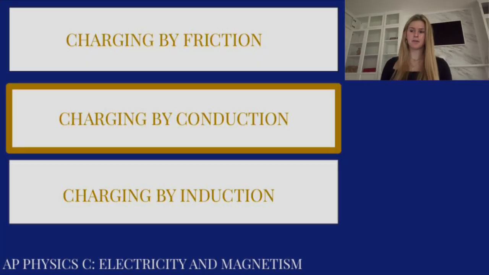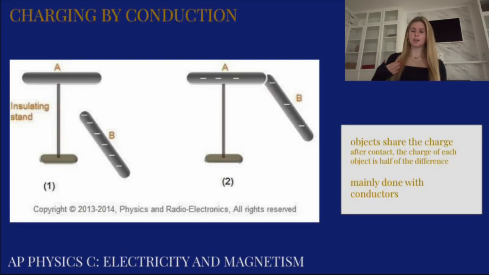Now, the second method of charging is charging by conduction. Charging by conduction typically starts with one uncharged conductor and one charged conductor that are touched together so they can share that charge. This sounds a little confusing, but look at the images.